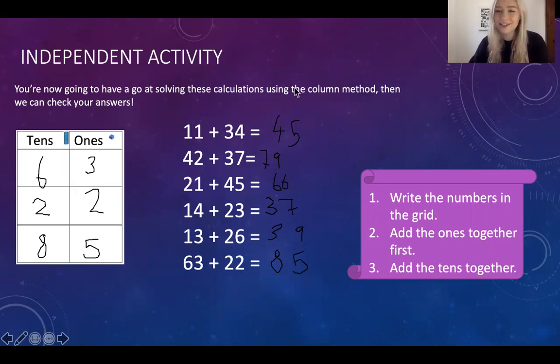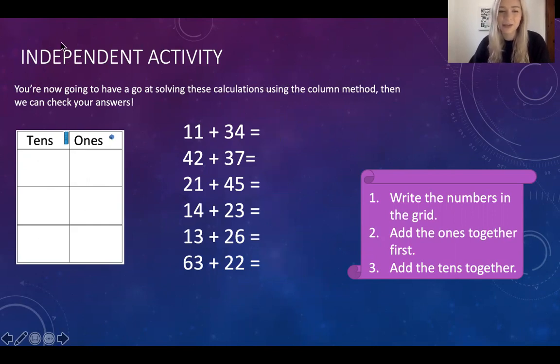Well done if you managed to get those correct. I'd love to see them on Padlet. Make sure you upload them for me.